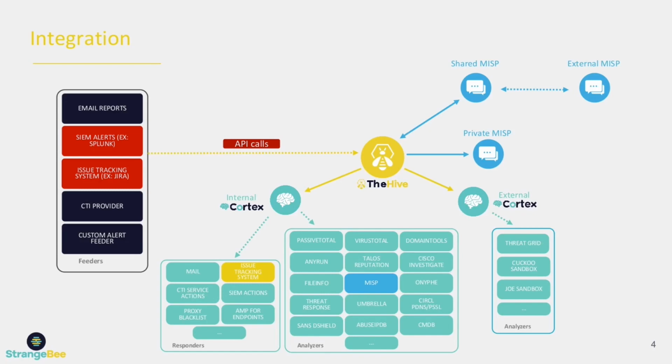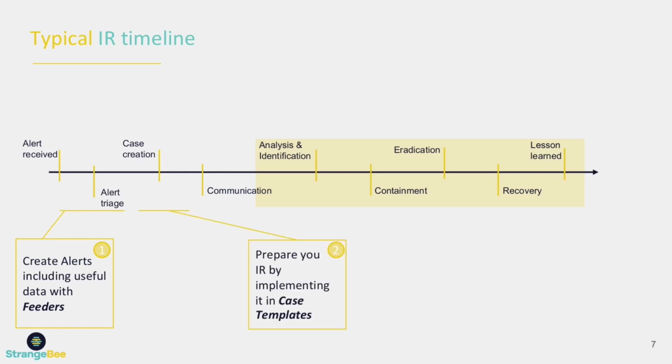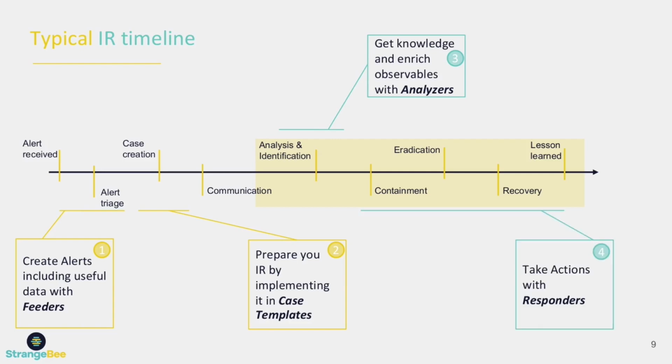To share IOCs with the communities, the Hive is strongly integrated with MISP and can connect to one or several instances of MISP. For the purpose of this workshop, we will see how to use programs and features from the Hive and Cortex to speed up the investigation during a basic incident response timeline. So we will see how to create a feeder to generate alerts in the Hive with useful data. Then how to implement a custom incident response process with the case template in the Hive. And then we will see how to use analyzers and responders during different steps of the incident response process.